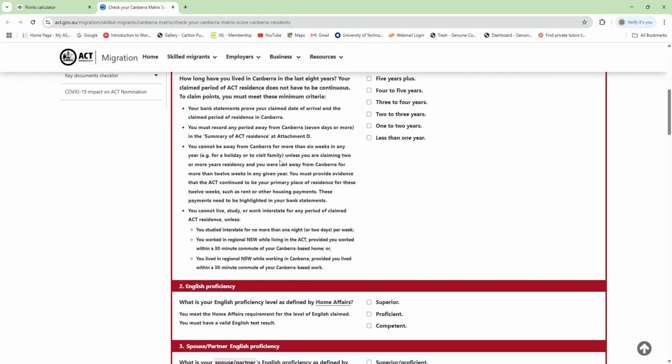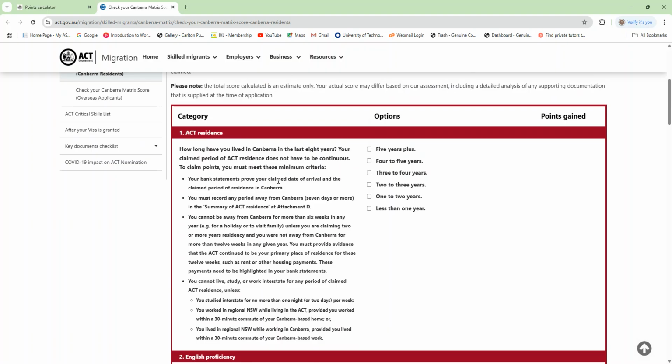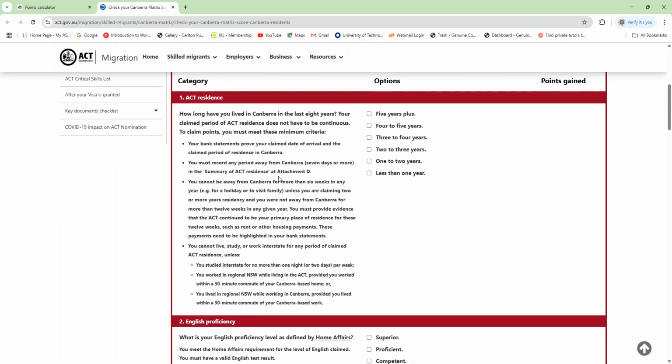If you are out for more than 12 weeks, say 13 weeks, then the residency criteria will not be met for that year. So for any specific year when you stay out of the city for more than 12 weeks, or at least 13 weeks, it does not count.